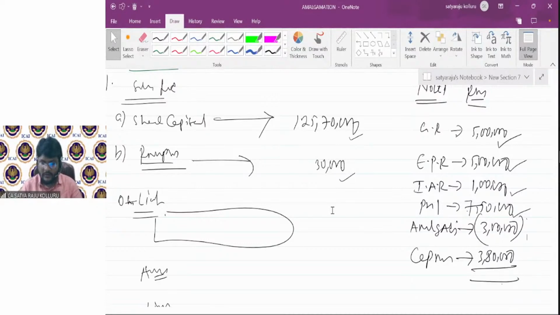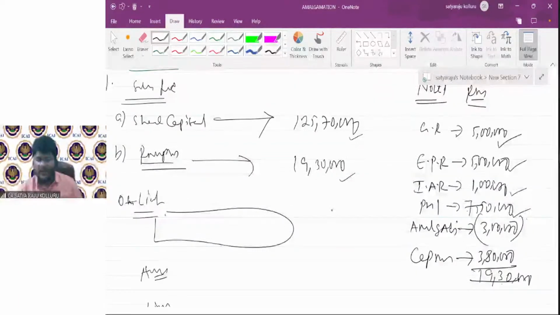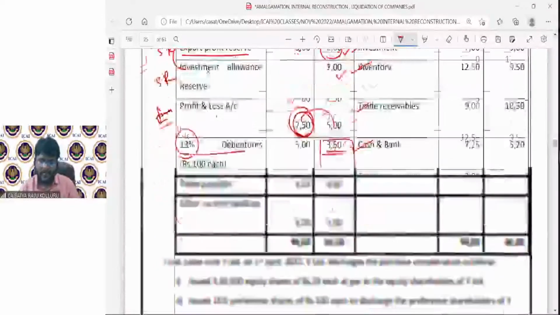Now how much did you get, guys? 5 lakhs plus 5 lakhs plus 1 lakh plus 7,50,000 minus 3 lakhs plus 3,80,000. Yes, it's 19,30,000. Someone observed. What about all other friends? I committed a mistake, but no one is telling. Only one person observed. So it is 19,30,000. Anyway, that's fine. Remaining all, please take care, guys. I don't want to concentrate on the remaining other liabilities and assets.